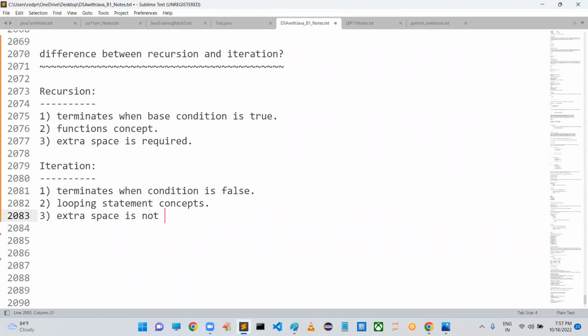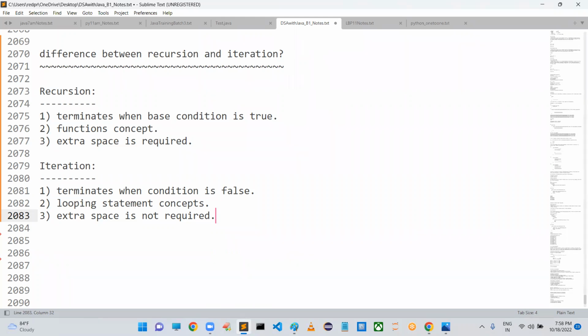Extra space is not required in a loop. If you want to calculate the sum of n natural numbers and you give n as 5, the space required when implementing it with a looping statement is maybe an i variable, an n variable, and then the sum variable, right? Only 3 units I can say. But when you are using recursion, what will happen?